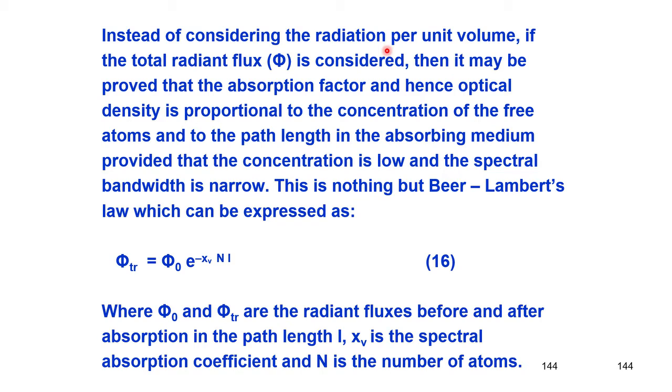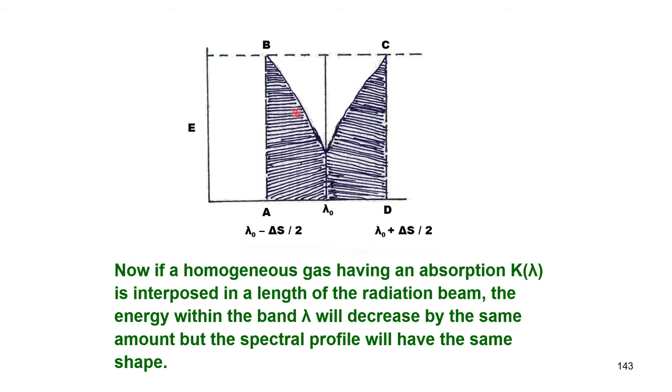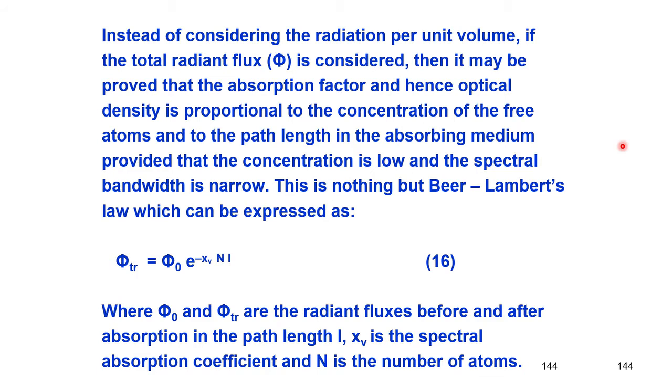If I have a longer path length, this dip will be bigger. If I have a shorter path length, the dip will be smaller. If I have a smaller concentration, the dip will be smaller. If I have a higher concentration, the dip will be bigger. That is what we are trying to quantify. So, this is nothing but Beer-Lambert's law.